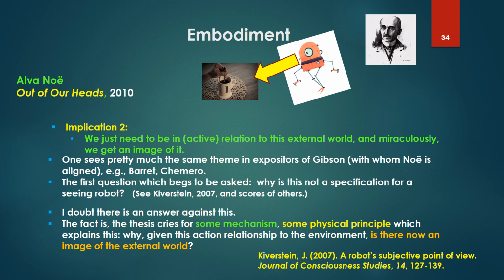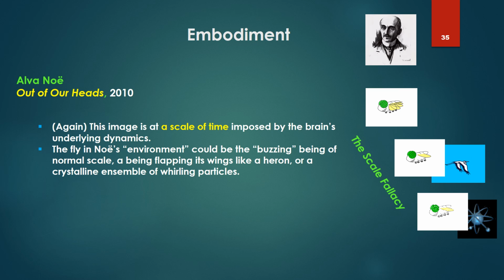And as we saw, this mechanism is the fact that the action relationship is the principle that selects out of the holographic field the image, the subset of information that's going to be specified via the reconstructive wave. That's the mechanism. And again, this image is at a scale of time imposed by the brain's underlying dynamics.